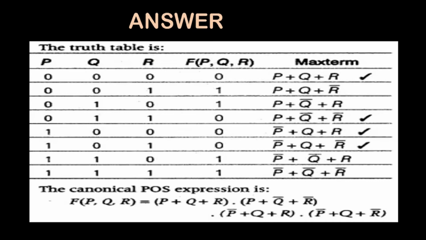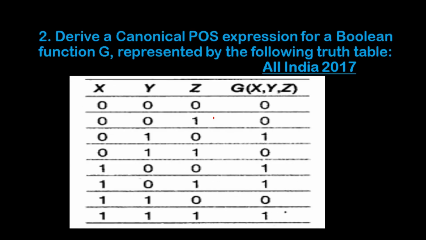Okay, we will see another question. The second question is, derive a canonical POS expression for the Boolean function G represented by the following truth table. This is a 2017 board paper. You have X, Y, Z, 3 input combinations, and G is the output, with the values 0, 0, 1, 0, 1, 1, 0, 1. Just copy it and try to solve it. I'll give you a few minutes.